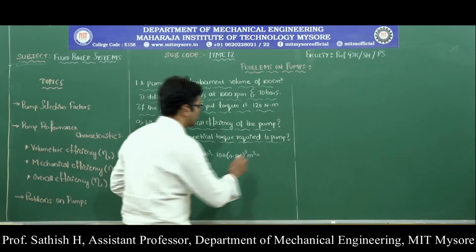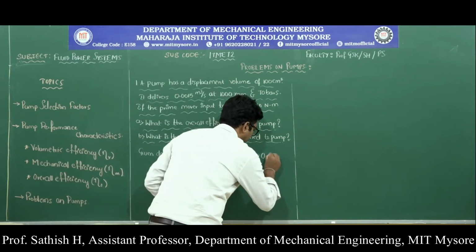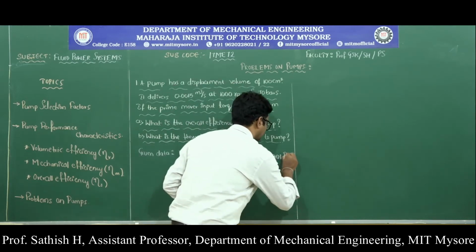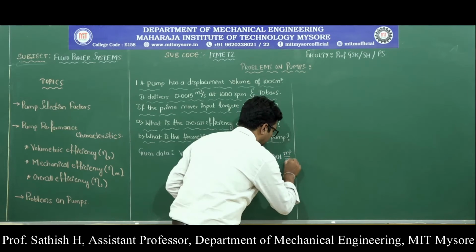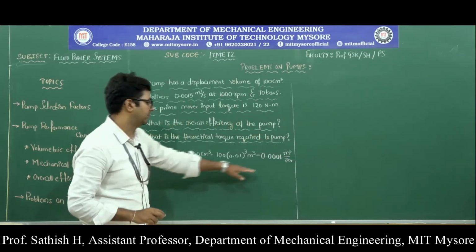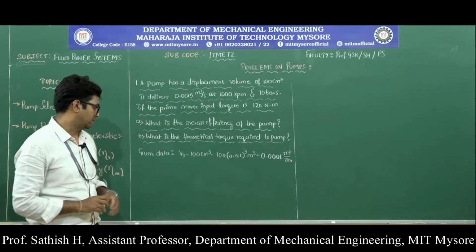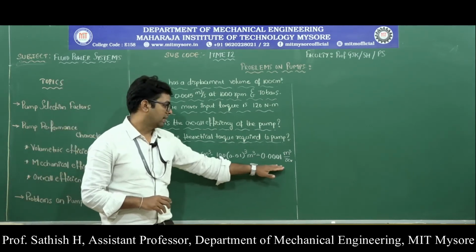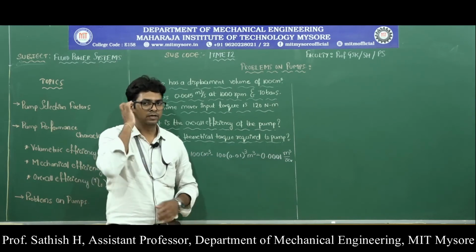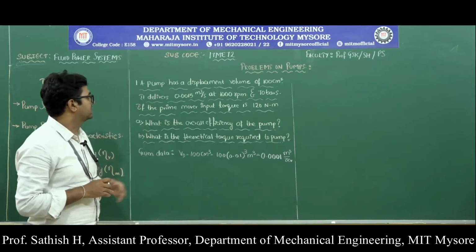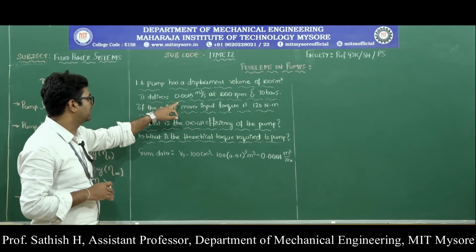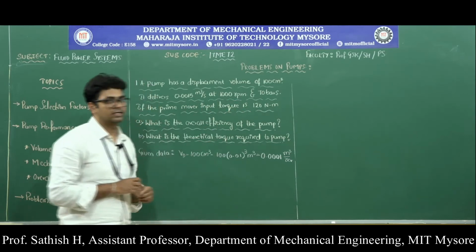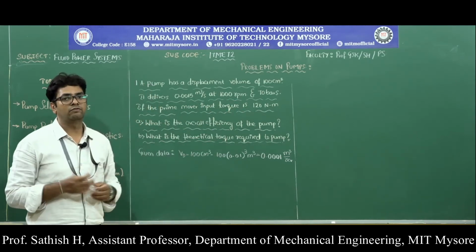If I simplify this, you will get 0.0001 meter cube per revolution, and that is the unit for volumetric displacement. Vd is given in centimeter cube, we converted that into meter cube, and the units are meter cube per revolution. What else is given? It delivers 0.0015 at 1000 rpm. The speed is given and also the actual flow rate is given.